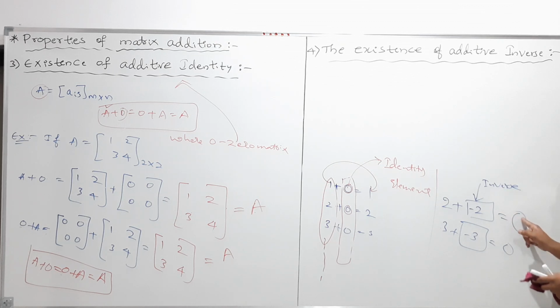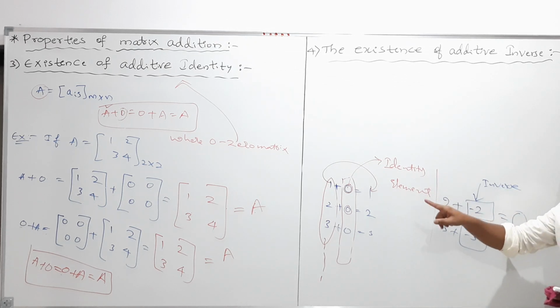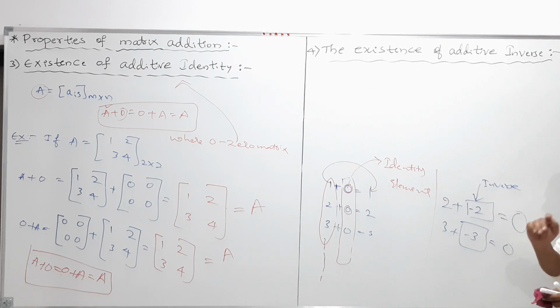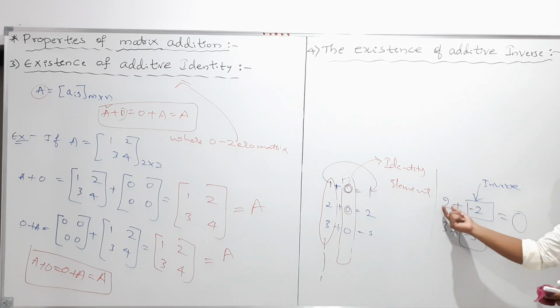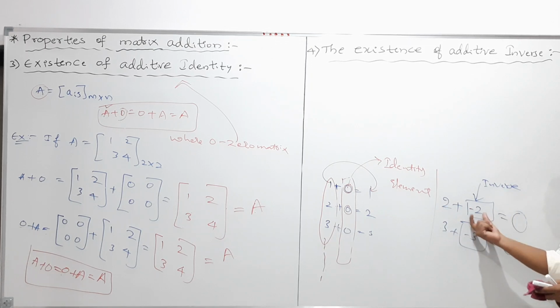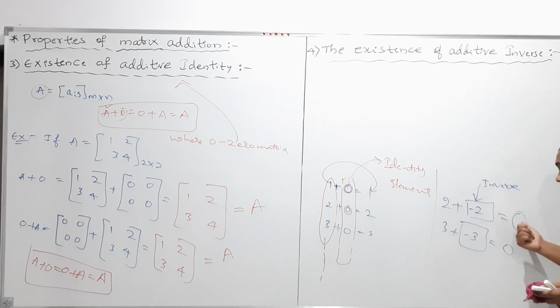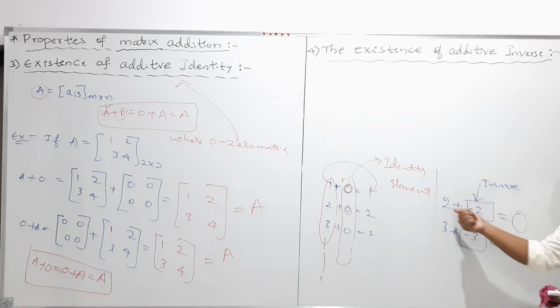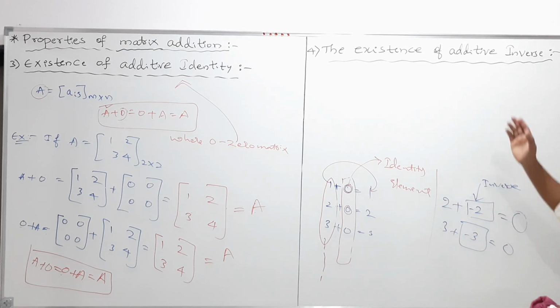So 0 will act as the identity element in the operation addition. So therefore, my dear students, 2 plus minus 2, if I add minus 2 to this number, I am getting the identity element. So after adding which number I am getting the additive identity, that number is called the inverse of the given number. So then likewise, now we will discuss for the matrices.